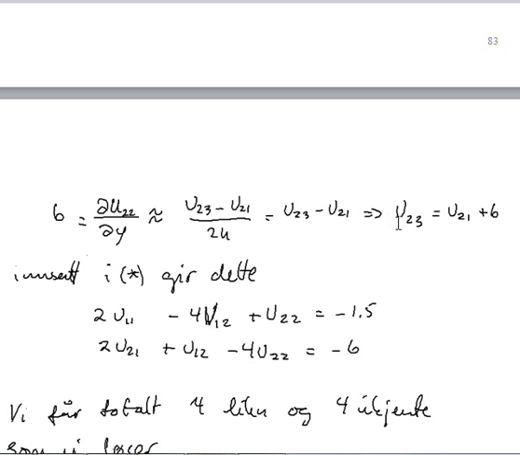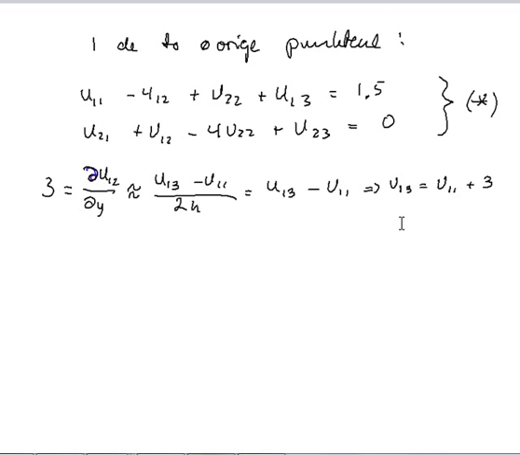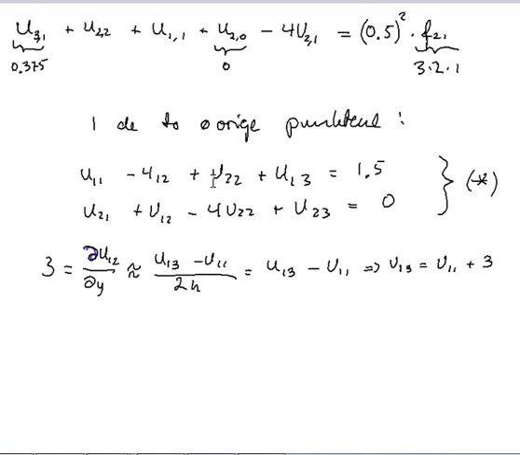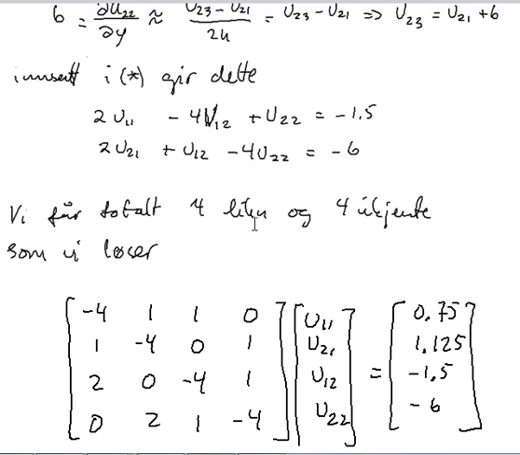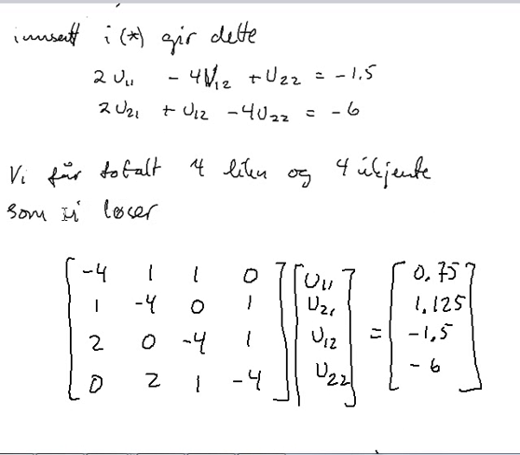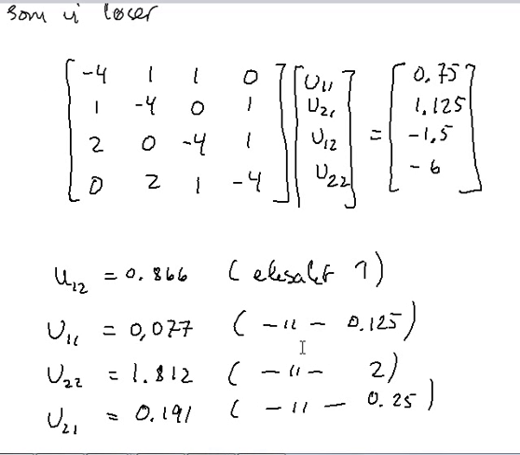And inserting these two expressions into these two equations here, we reduce the problem a little bit, and we get 4 equations with 4 unknowns, which we can now solve. So we have 4 equations with 4 unknowns, and it's possible to solve this. We can, for example, invert this matrix, and when we do this we find that u_12 is equal to this, and is 0.86. The exact value turns out to be 1.